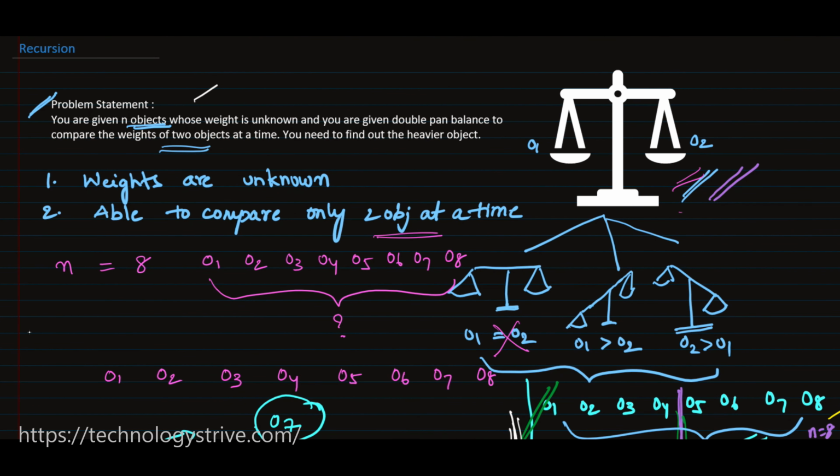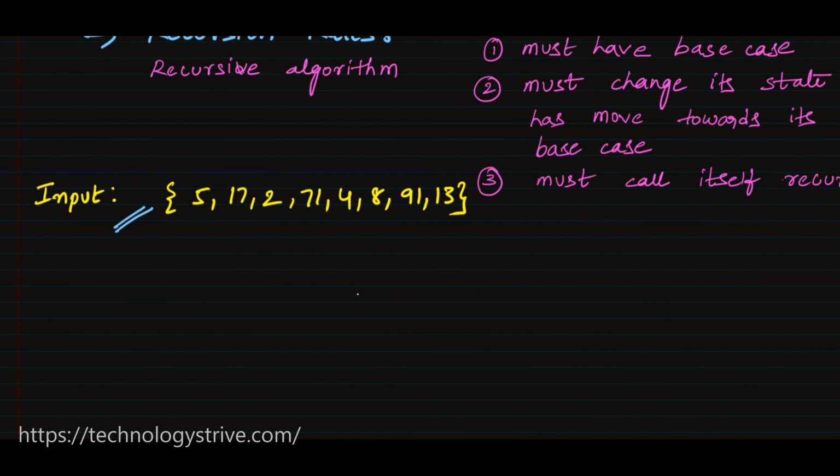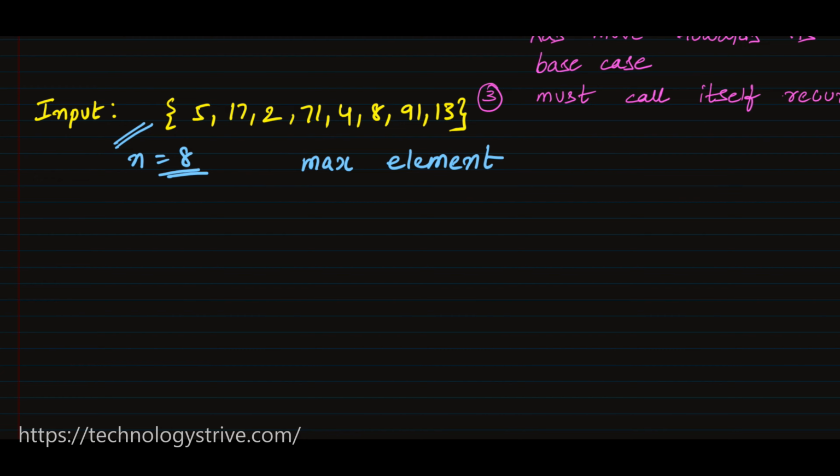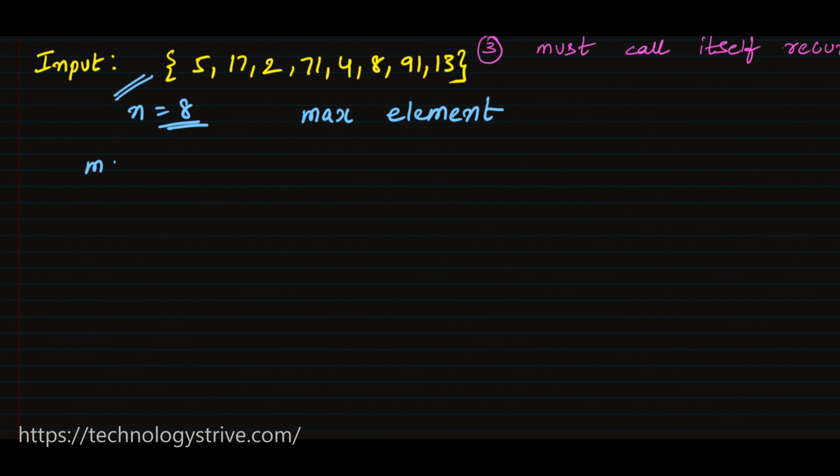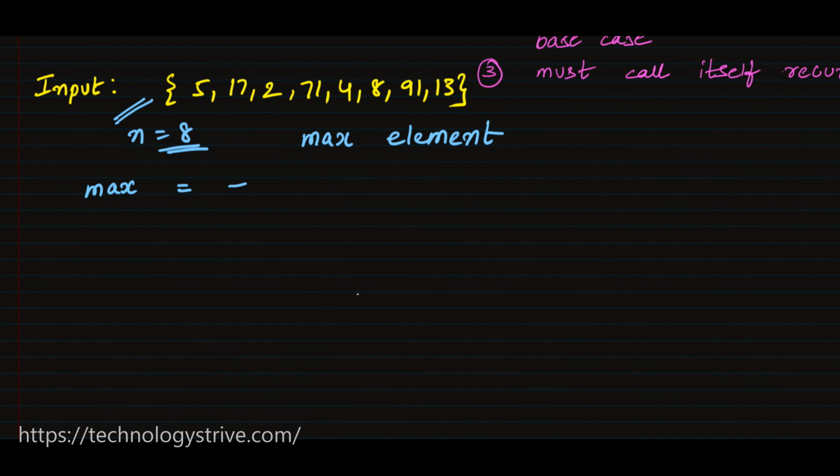So same example. Now let's try to apply it on an array. You are given an array of n integers and you need to find the maximum element. Let's consider we are given an array of 8 integers, n equal to 8, and we need to find the maximum element. Usually in iterative mode, first we will initialize max to some lowest value, right? Like -1, or if the array contains even negative elements, then in case of Java we can initialize using Integer.MIN_VALUE.